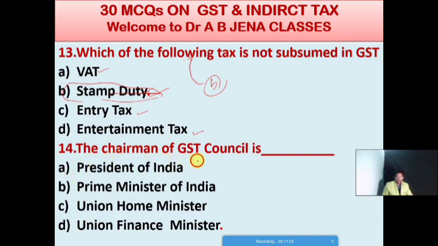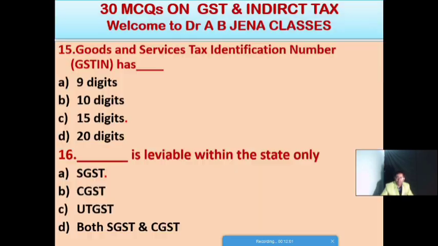Next MCQ. The chairman of GST Council is whether option A President of India, B Prime Minister of India, C Union Home Minister, D Union Finance Minister. So dear friends, the right option is D. D is the right answer for this MCQ. So the chairman of GST Council is the Union Finance Minister, Government of India.